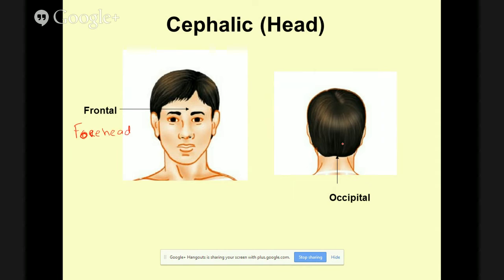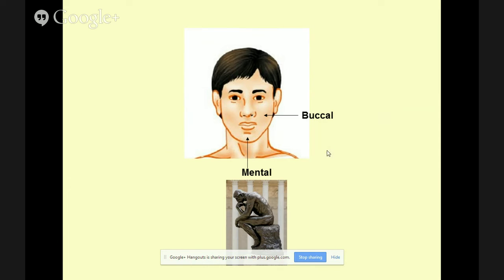Now over here, occipital. On the back of your head, where I'm coloring in this region, there's a skull bone that's called the occipital bone. So the back of the head is also called occipital, just like that skull bone.